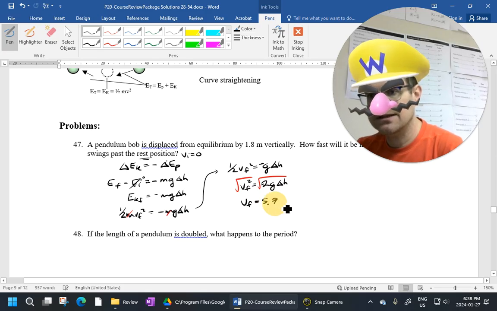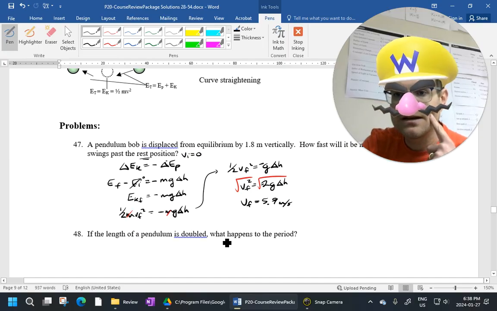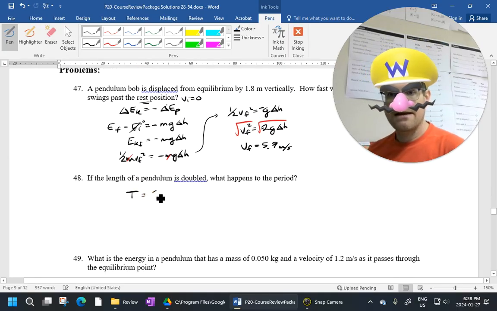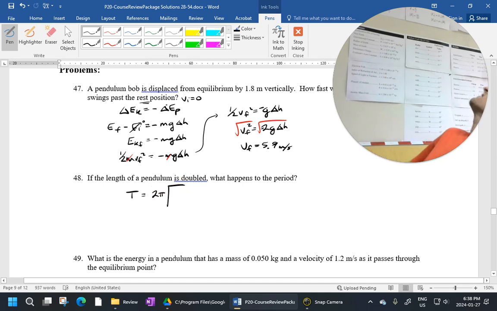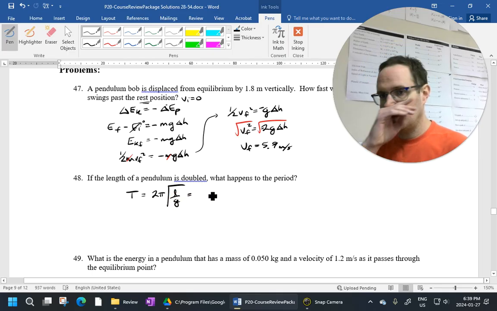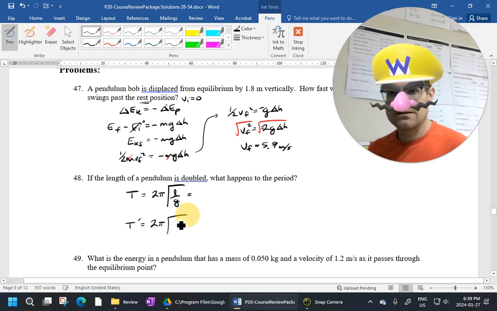So another 2 sig digs, meters per second. All right. If the length of the pendulum is doubled, what would happen to its period? Another one of these awesome questions. It's the square root of L over g, right? I know it's just above there, but I just want to see it. So if I double the pendulum length, this is my old one. My new one is going to have a 2 in the L spot there.